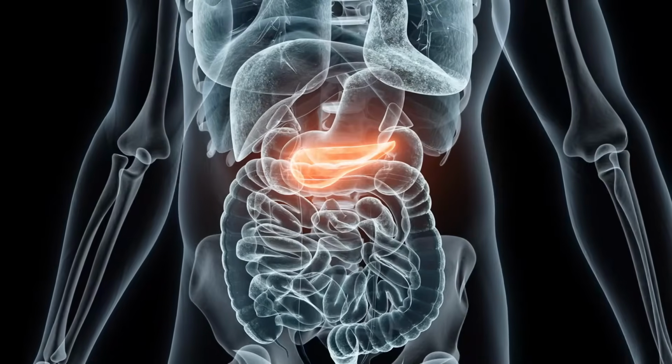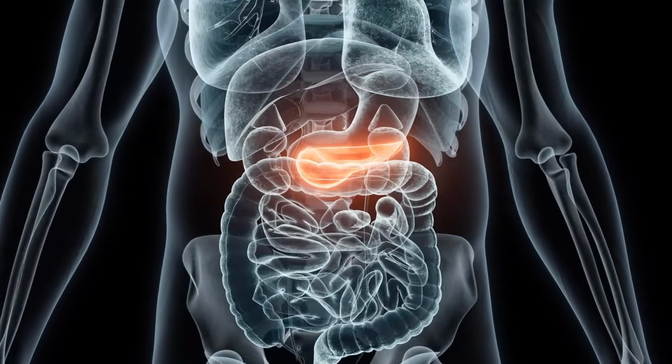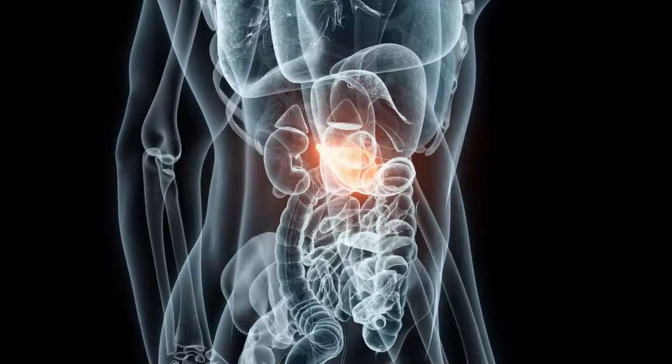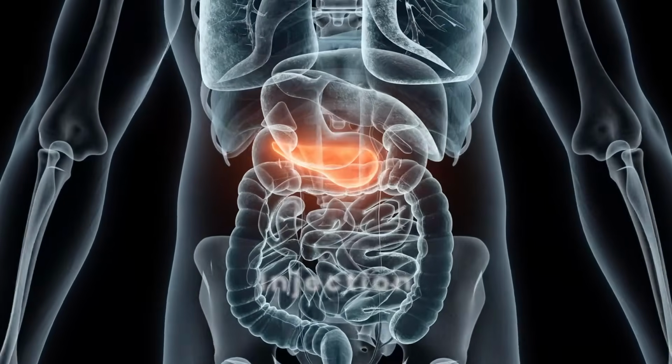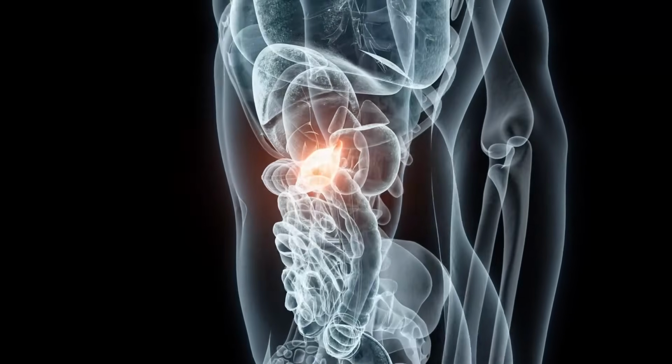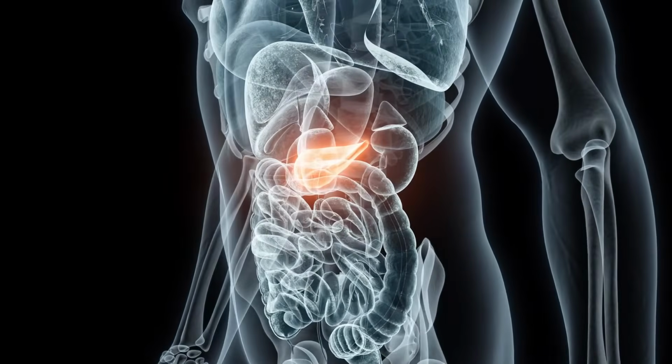Because of this attack, the pancreas cannot make insulin anymore. People with type 1 diabetes must take insulin every day, usually through an injection or a pump. Without insulin, their bodies cannot use sugar at all, which can be dangerous.